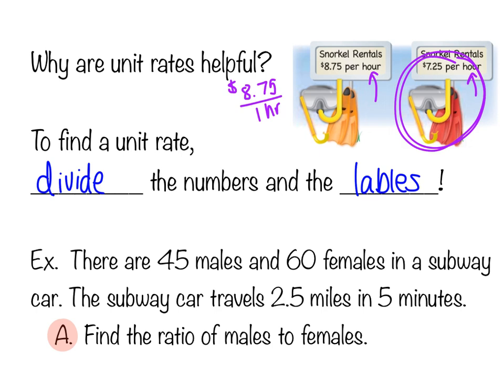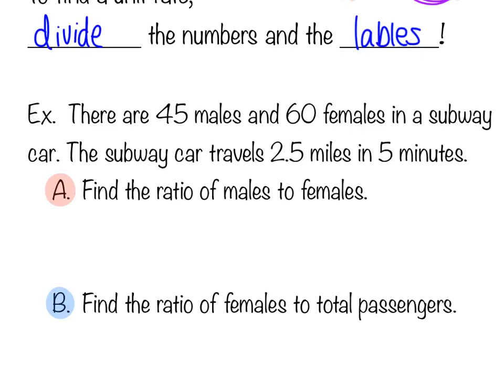Let's go back to ratios, though. This first example says there are 45 males and 60 females in a subway car. The subway car travels 2.5 miles in 5 minutes. Find the ratio of males to females. All right, so males, we know there's 45. And females, we know there's 60. So we can write it as a fraction. You can write a ratio as a fraction, 45 to 60.